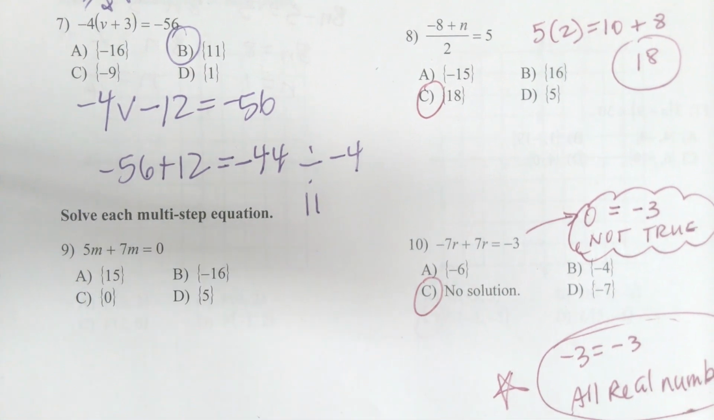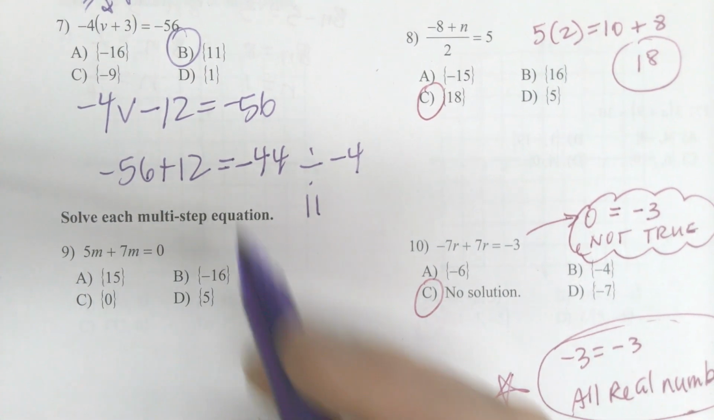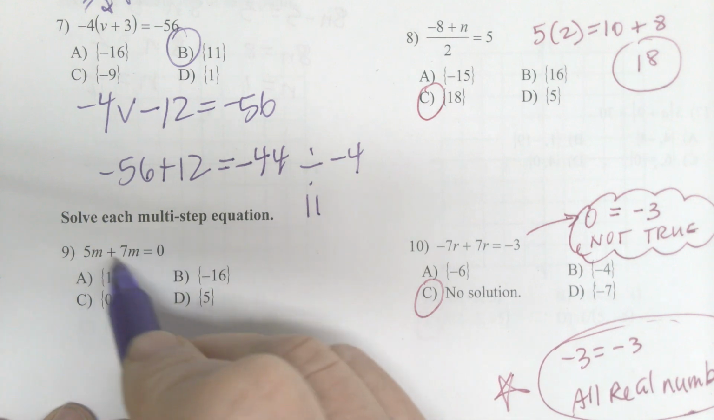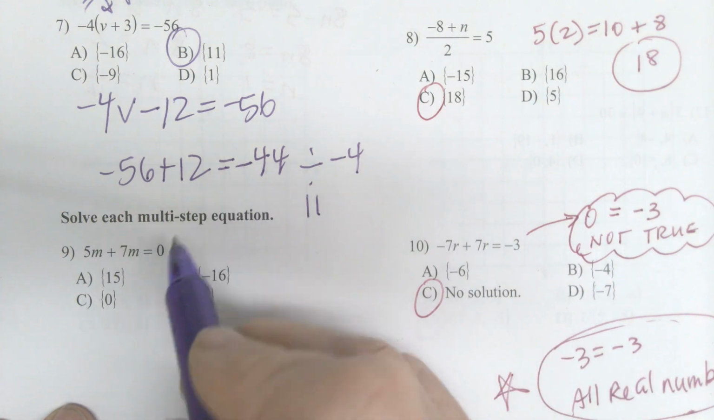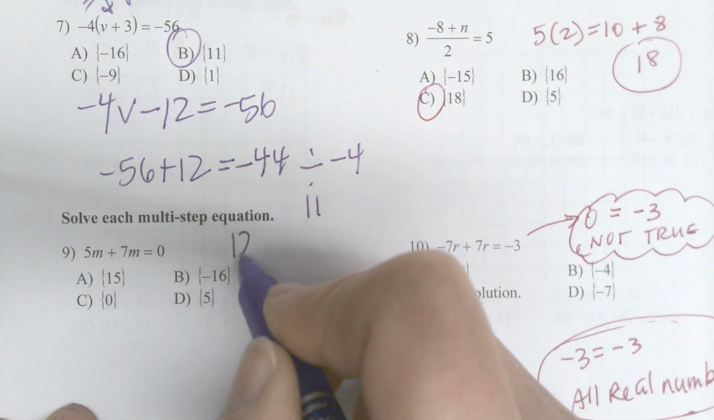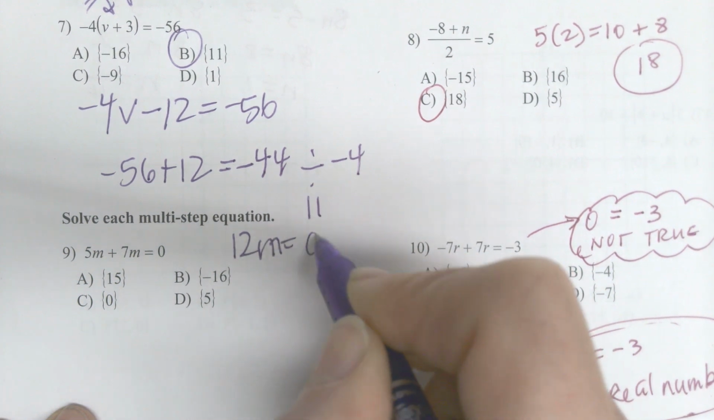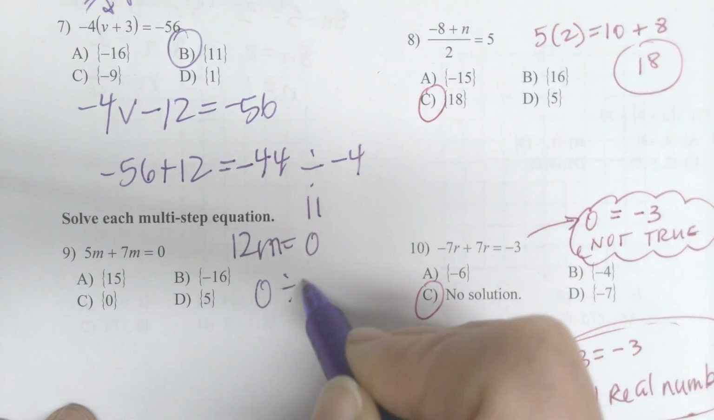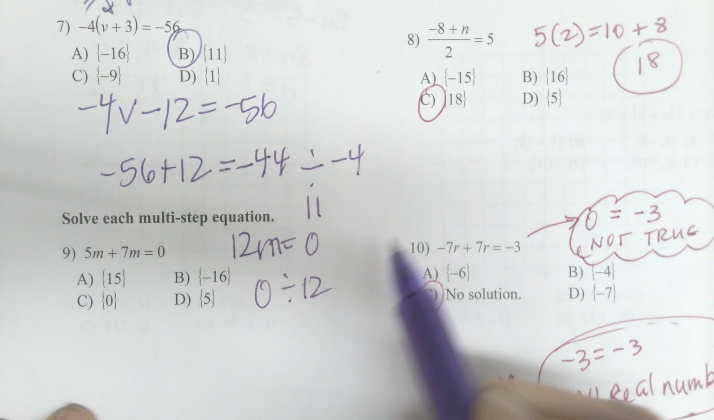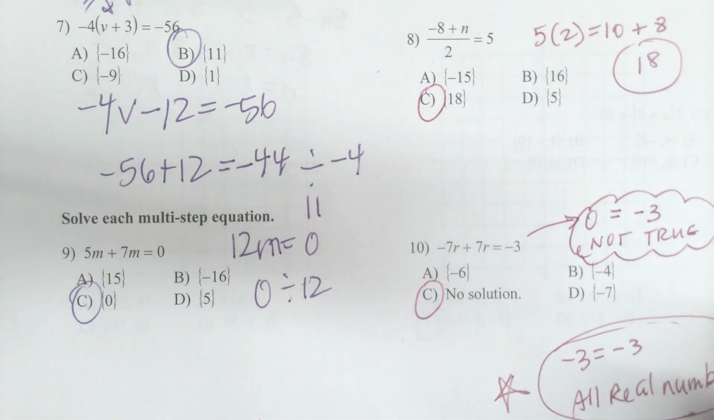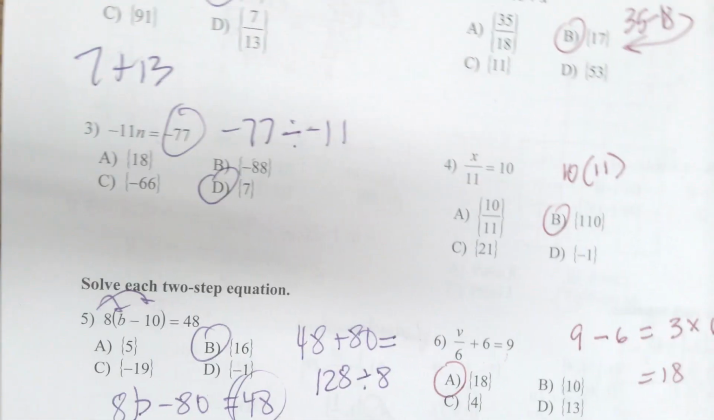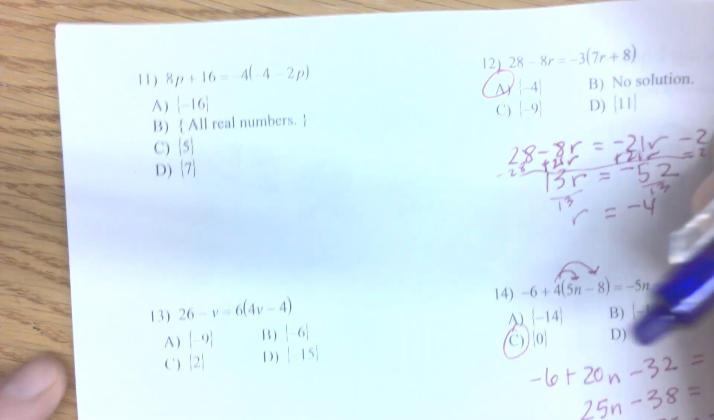Sometimes multi-step equations, which is the next one, aren't even that multi-step. It just means that I'm going to have more simplifying maybe involved. So in this case, I have 12m equals 0. So it's 0 divided by 12. I had to simplify first. That ends up being 0. Some of them are going to be easier than others. Just take your time and work your way through.